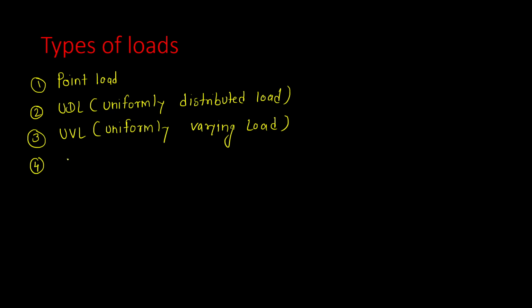And the last one is called combinational load. Combinational load is nothing but a combination of the first three categories. So a combination of point load and UDL, or a combination of point load and UVL, or a combination of all three. Now we'll start from the first one, that is point load.